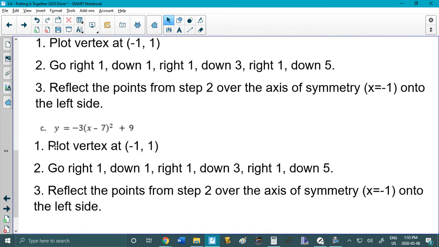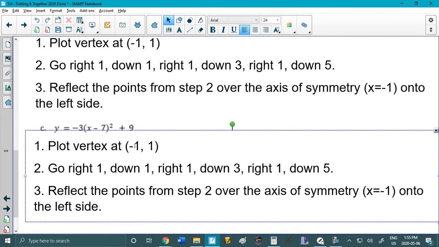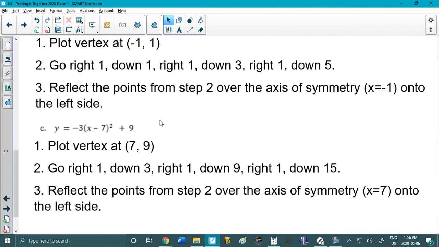All right, number 3, or part C. Plot vertex at 7, 9. Go right 1 down 3 this time. Right 1 down 9. Right 1 down 15. And reflect it over the axis of symmetry, which in this case is x equals 7.